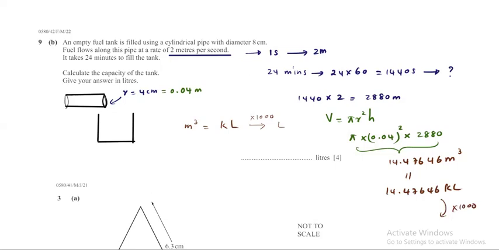When I times this by 1,000, the decimal point moves 3 steps to the right, which leaves me with 14,476.46 liters. So this is the amount of fuel that this tank can hold, which is what we are supposed to find. This is a very important question because there can be instances when they could give you cylinders involving this rate of flow. Let's move on to the next question that we have.